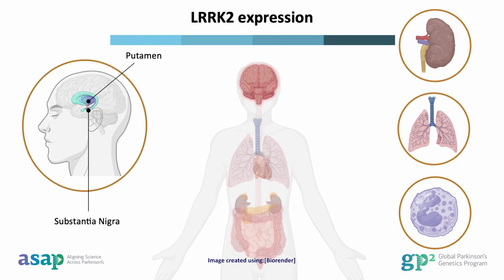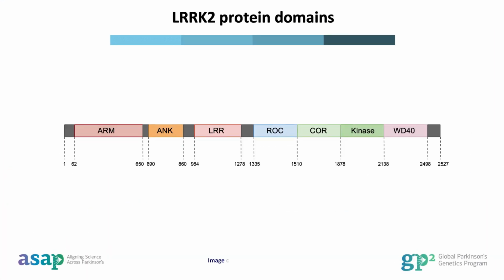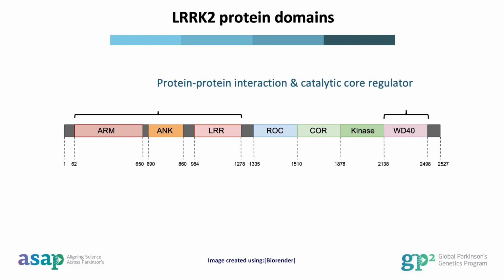In the brain, LRRK2 expression is the highest in the putamen, which is the target of substantia nigra neurons, although it is also measurable in the substantia nigra itself. The LRRK2 protein consists of 7 domains which can be classified into 2 parts. The first part is the enzymatic core, which consists of the ROC domain, a GTPase, in tandem with a kinase domain. The other part consists of the armadillo repeat, ankyrin repeat, leucine-rich repeat, and a C-terminal WD40 domain, which are involved in mediating protein-protein interaction and regulating the LRRK2 catalytic core.